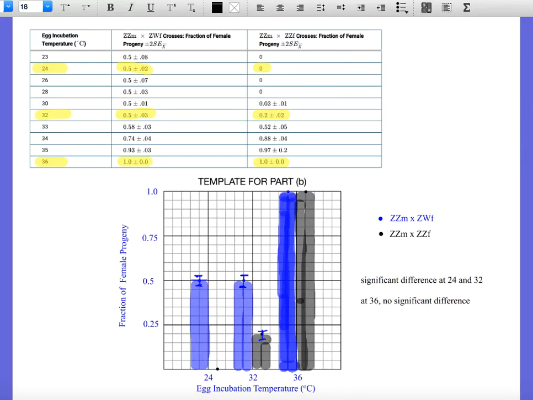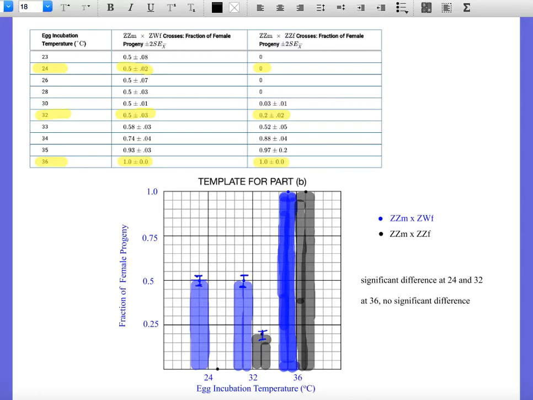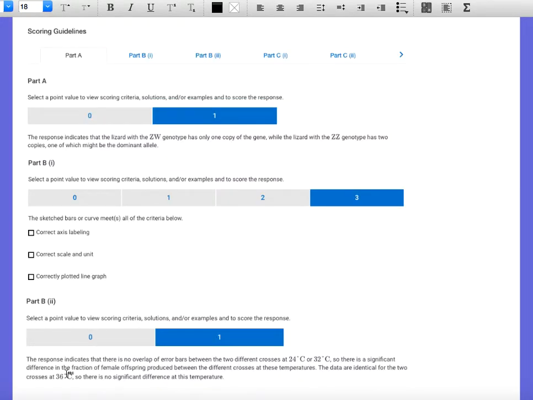All right, so let's take a look at the answer key here. Okay, 1 copy of the gene with the ZW, while the lizard with the ZZ has 2 copies, one of which might be the dominant allele. Fair enough. Sketched bars, again, this correctly plotted line graph. If it says bars here, I'm thinking that you can definitely get all 3 points with a bar graph as long as all your stuff is there. And then when you're analyzing data, significant differences at 24 and 32 due to no overlap of the error bars, and then identical data for the 2 crosses at 36, so no significant difference.